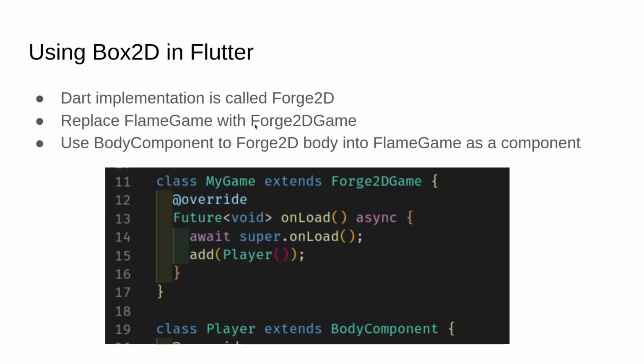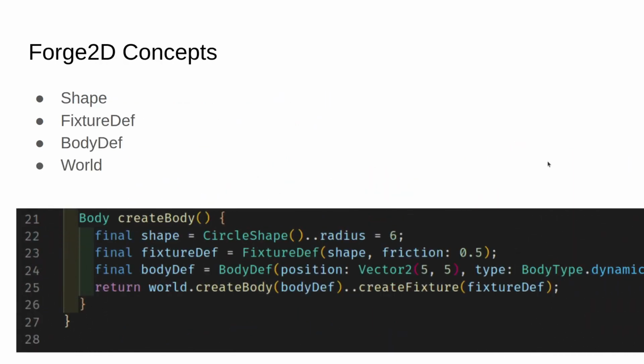Let's review the concepts that we've covered so far in the tutorial. To use Box2D in Flutter, we are using the Dart implementation of Box2D, and it's called Forge2D. To make it easier to use Forge2D in a game, we are using the Flame game engine. So if you're familiar with Flame development, normally there's something called FlameGame here, and we are replacing that with Forge2DGame. And then we're adding the player, but the player is now this new type called a BodyComponent. And this is from the Forge2D game package.